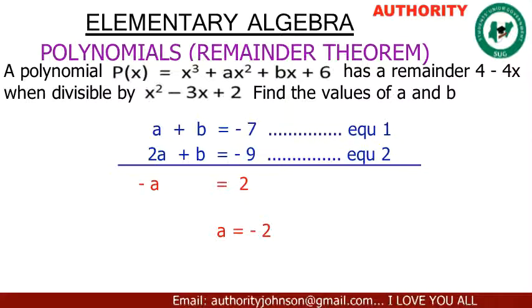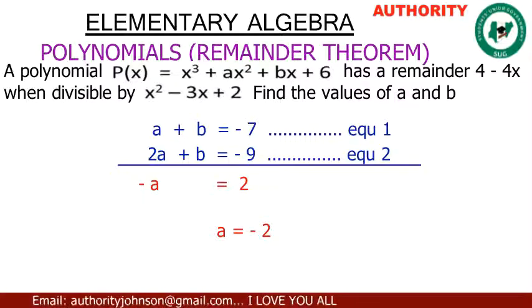So we are having minus a is equal to 2, and we cannot have a negative a, so we divide both sides by minus 1 so that the negative will go. When we do so, we're going to have a is equal to minus 2. So we have gotten a value for a. Now let's pick any equation from our equations above, and then solve for b. Let's pick equation 1.